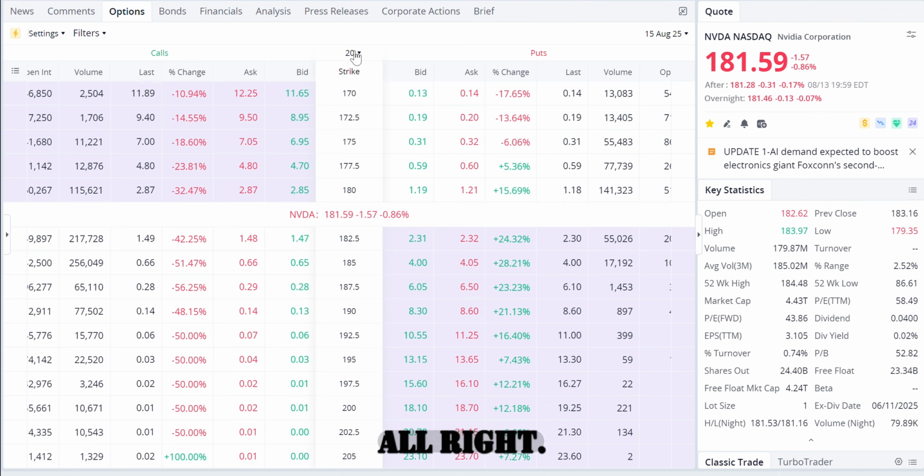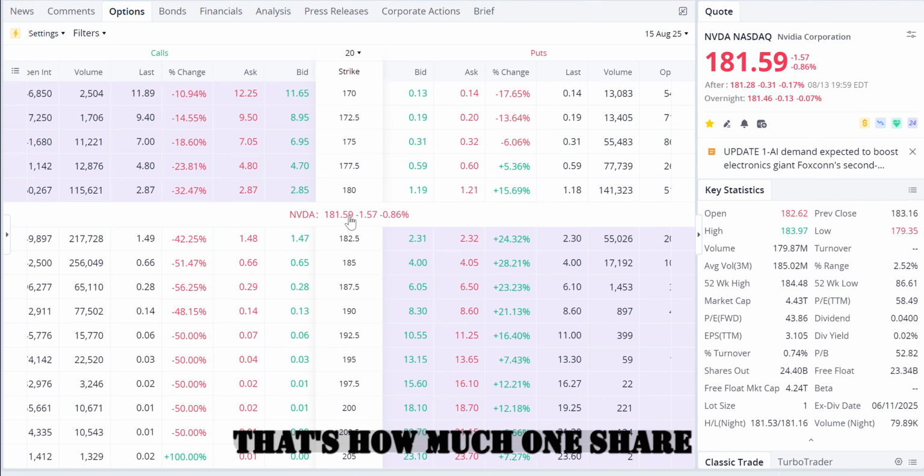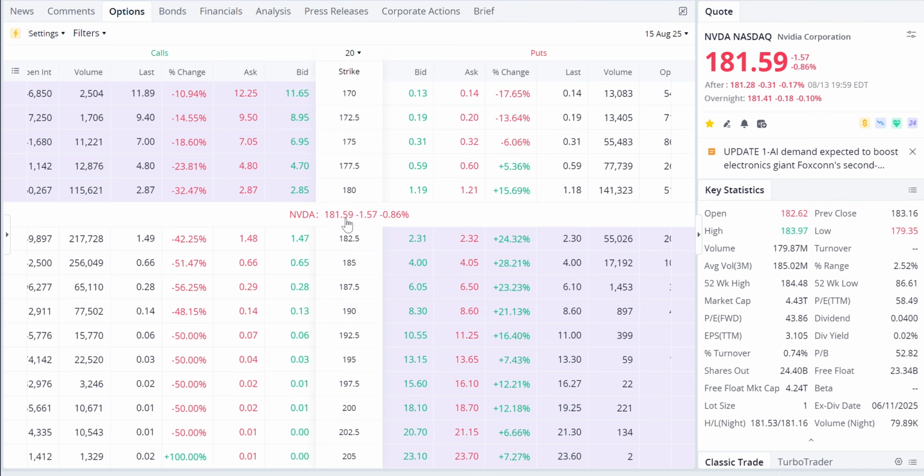In the middle, the column represents the strike price, meaning we're looking at NVIDIA's option chain right now. And NVIDIA is $181.59 today. That's how much one share will cost anyone looking to buy a share of NVIDIA stock. That's what that price represents.